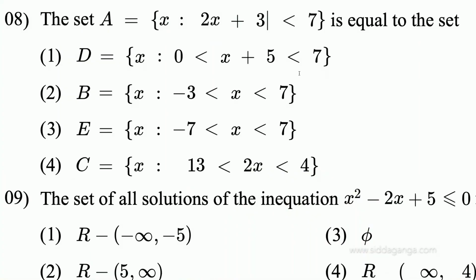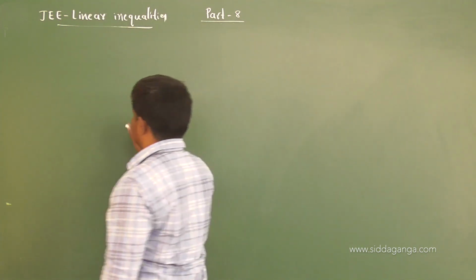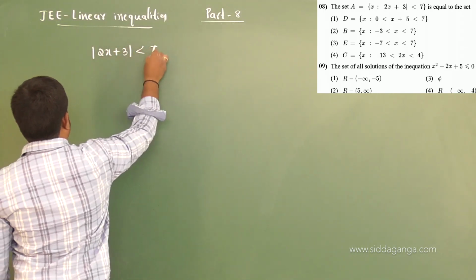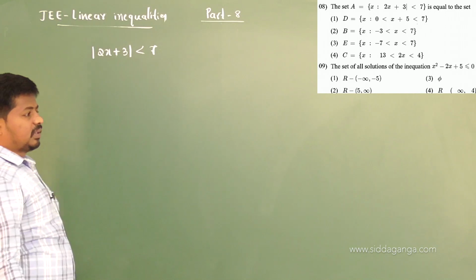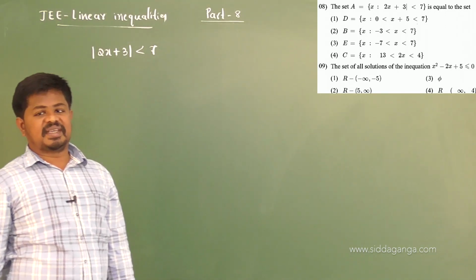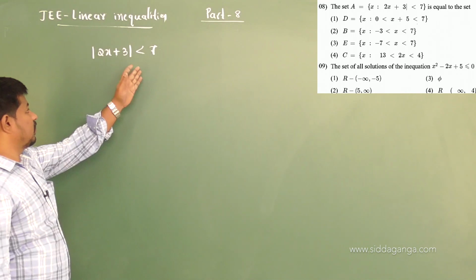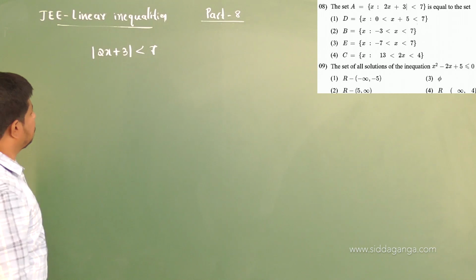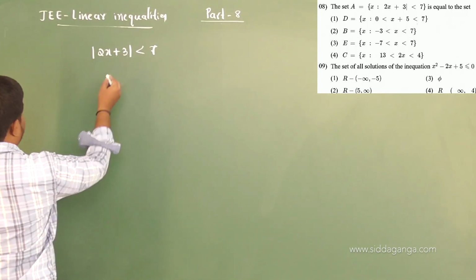Yes, question number 8. The set A contains the element x, where x satisfies modulus of 2x plus 3 is less than 7. So, what is x? x is the solution and x is an element of the set A. I mean, whatever solutions you get from this inequality become the elements of the set A, that is it. So, let me find the solution of this inequality, same as before.